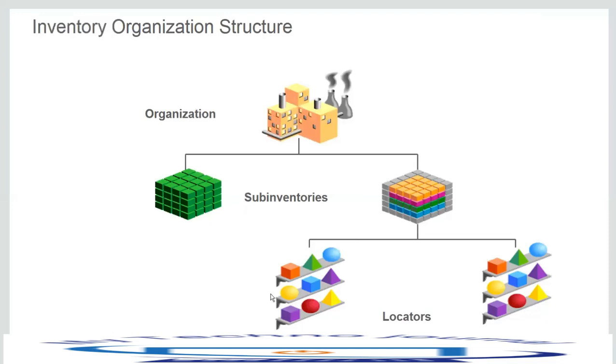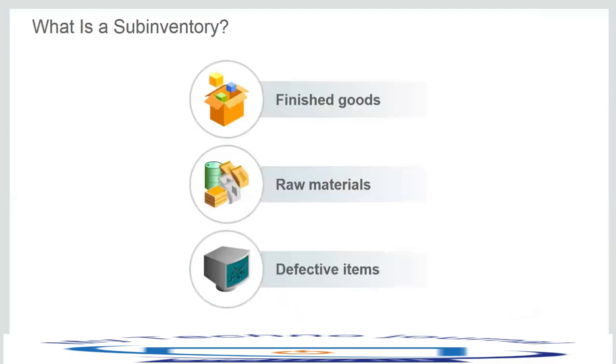Now, the next topic is locators. So what is a locator? The sub-inventories in an inventory organization can be made up of one or multiple locators. We can use these locators to identify the exact physical area where you have stored inventory items. As we have just discussed, locator control is optional in Oracle Fusion Inventory Management.